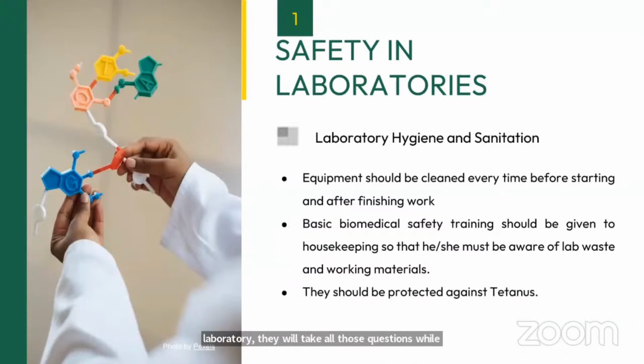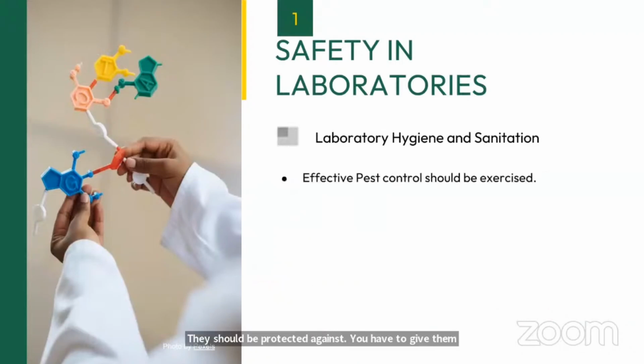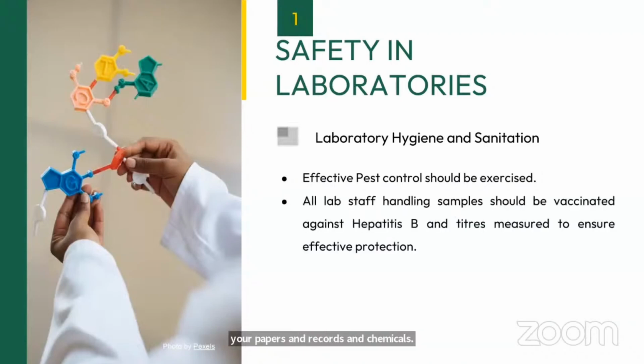They should be protected against tetanus. Again, protected against tetanus means you have to give them vaccinations. Effective pest control should be exercised. Now, why should effective pest control be exercised? To avoid damage to your equipment, to your papers and records, and chemicals. Effective pest control must be done.